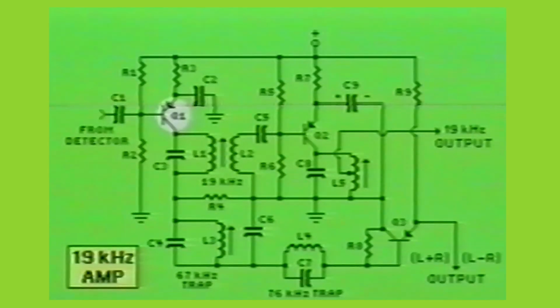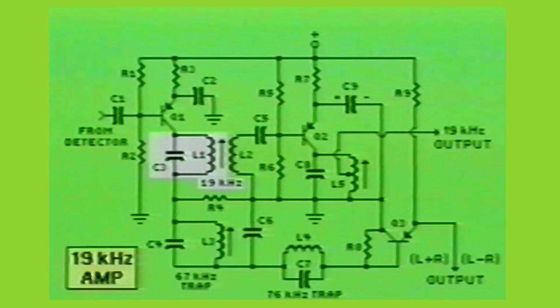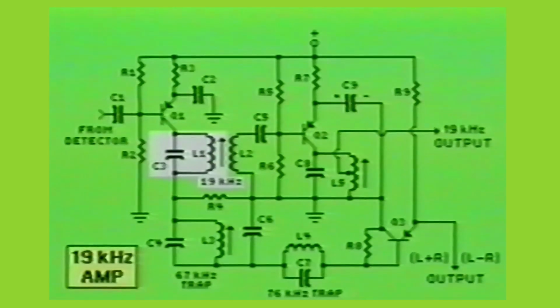The amplified signals are passed from Q1's collector into the LC tank circuit composed of capacitor C3 and inductor L1. The function of the C3 L1 tank circuit is to trap the 19 kHz pilot tone from passing into the lower half of the circuit.